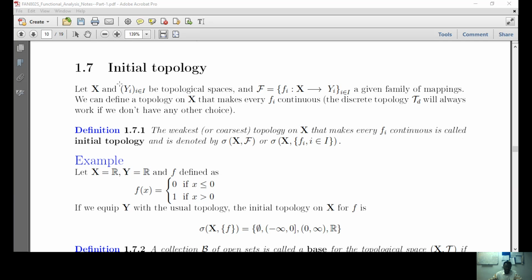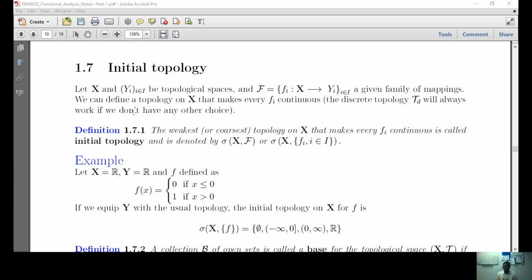So X is a topological space. All the family of Y's are all topological spaces. So we can define what it means. If you want this F to be continuous, we know what it means, right? We know what continuity means. Okay, so now we are told that we can define a topology on X that makes every f sub I continuous. We can define a topology on X that will make each of these mappings continuous.